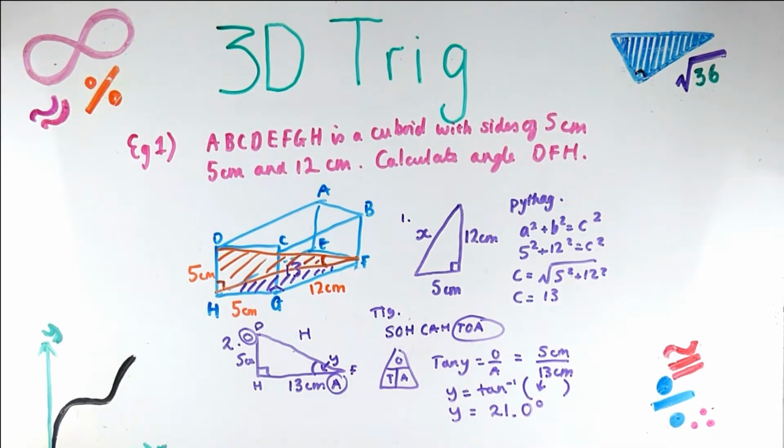Okay, so this is a mixture then of using Pythagoras to find out a missing length and then using trigonometry, and in that way you can work out the angle of this 3D trig problem. So the next example is going to be quite similar, again using Pythagoras and trigonometry in the problem.